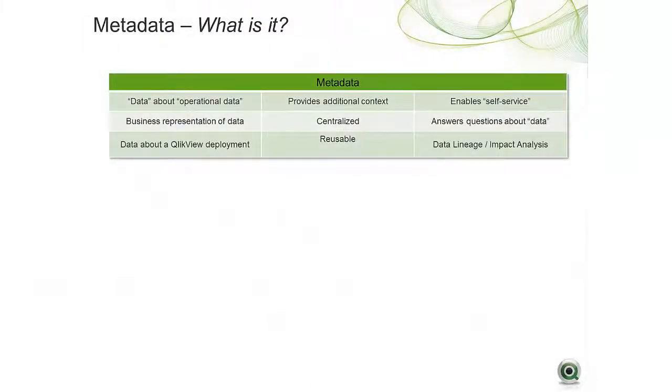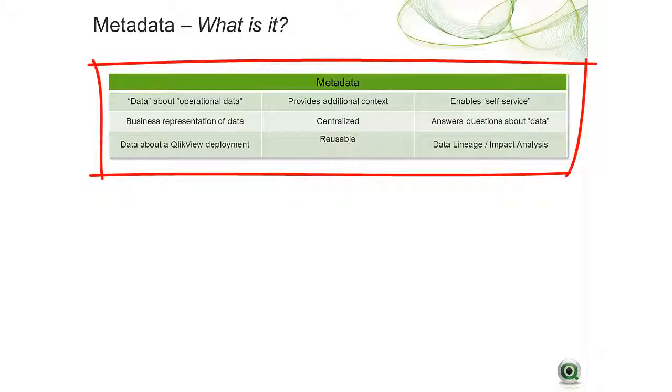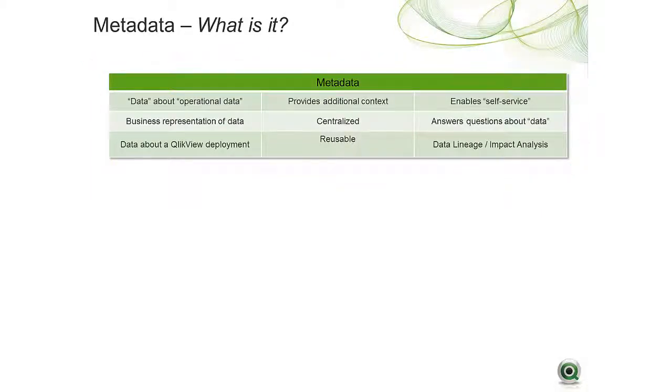The term metadata is ambiguous and has an evolving definition. It can and always will be defined differently by those who work with it. But when used in the context of QlikView applications or business discovery, metadata can be defined simply as data about data. Within a QlikView ecosystem, there are two types of data that can be described.